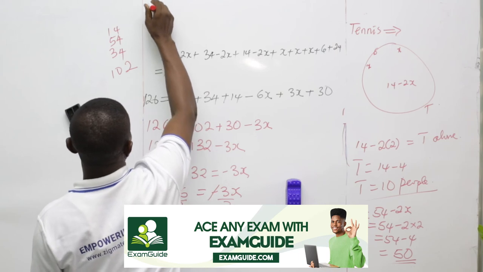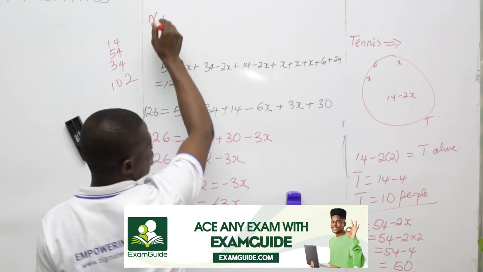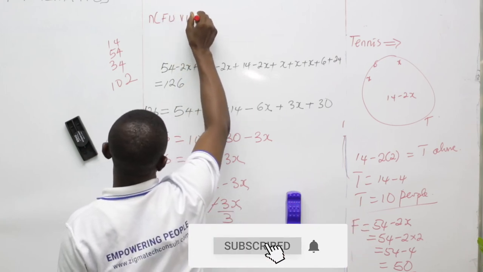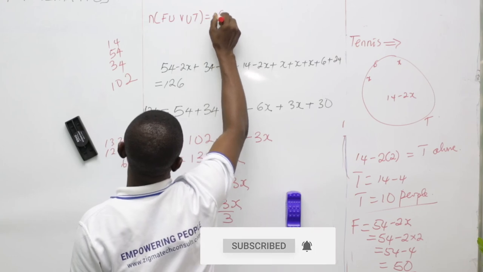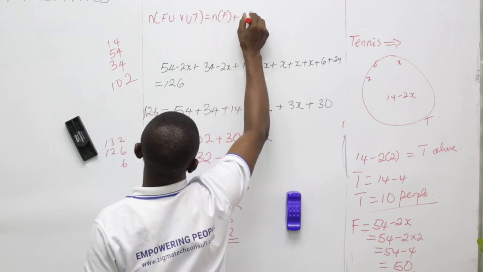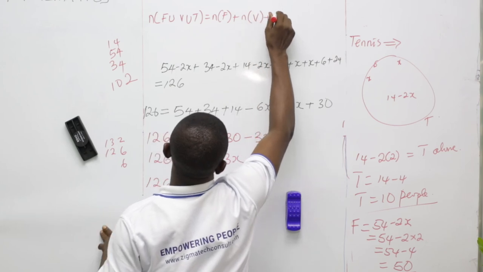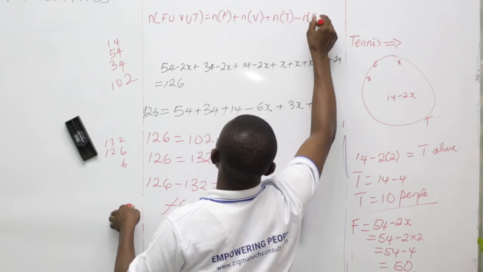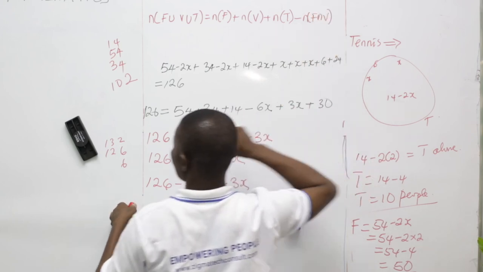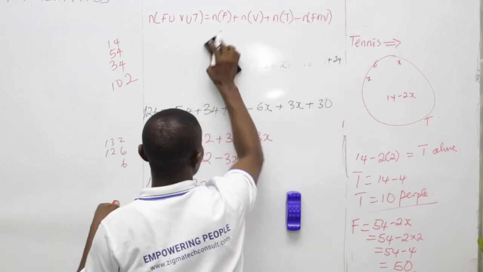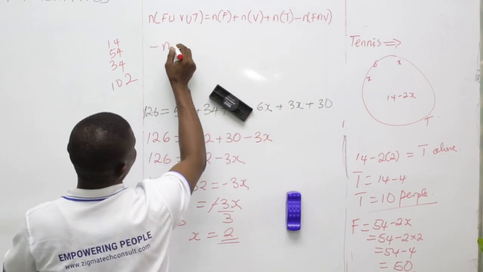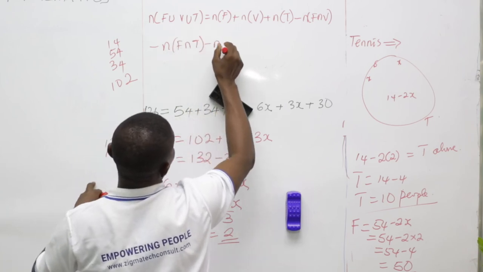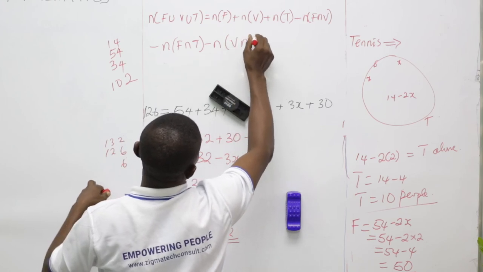That is, number of people who like football, union, volleyball, union, tennis ball, equals number of people in football plus number of people in volleyball plus number of people who like playing tennis ball minus number of people for football intersection volleyball, minus number of football intersection tennis ball, minus number of volleyball intersection tennis ball.